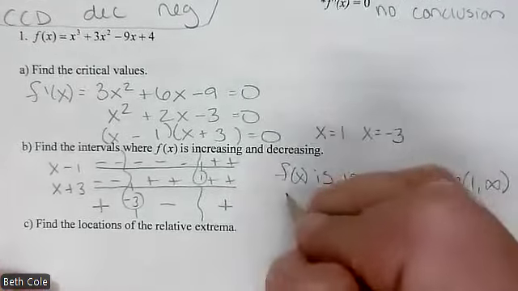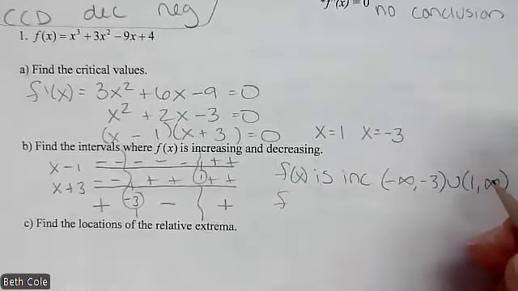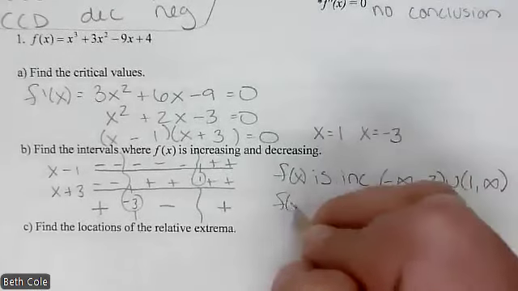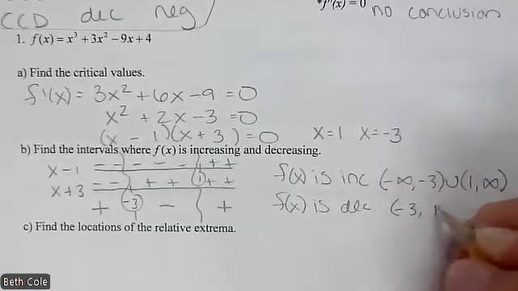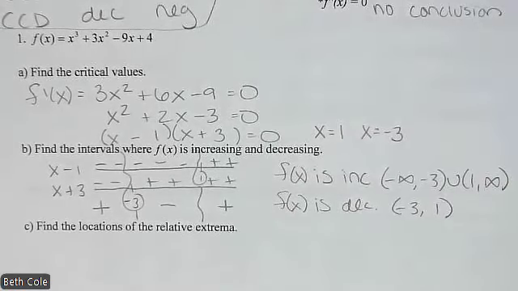All right, and then the sibling statement, don't say sibling statement outside of this room. That's a Miss Cole-ism. That's like another one of my things that I say that's not accepted vocabulary outside of here. F of x is decreasing everywhere else for the opposite reason. So you'd say -3 to 1 because F prime is negative there.